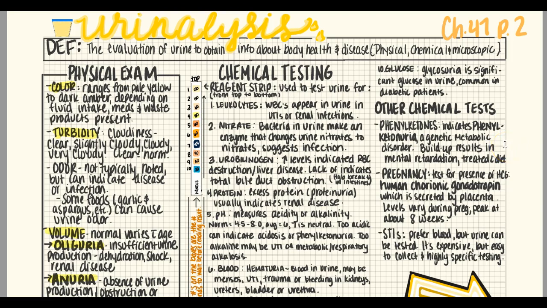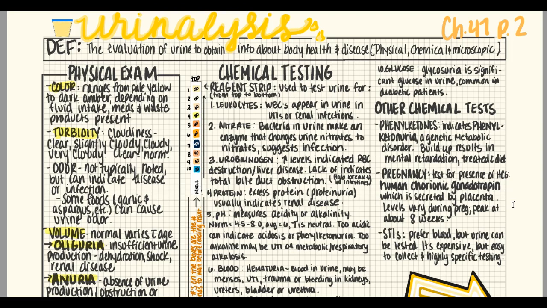Pregnancy. The urine pregnancy test tests for the presence of HCG, which is human chorionic gonadotropin, that is secreted by the placenta. The placenta is a temporary endocrine organ, which only is in place when a woman is pregnant. So it will secrete this HCG hormone. The levels of HCG vary during pregnancy, but they typically peak at about 8 weeks. HCG typically doubles every other day up until about 8 weeks, where it peaks, and then it starts to decrease slowly.